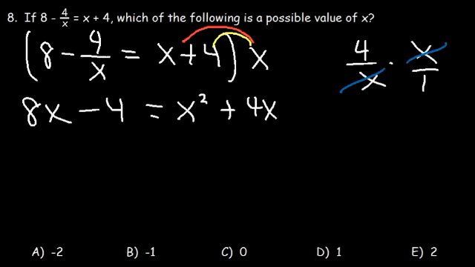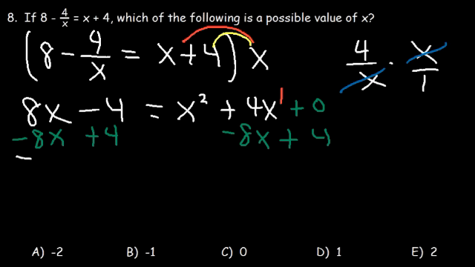Notice that we have a quadratic expression. We have an x squared and an x. So whenever you see that, what you want to do at this point is move everything to one side and try to factor the expression, use the quadratic equation, or complete the square to solve for x. So let's subtract both sides by 8x, and let's add 4 to both sides. So this is 0 right here.